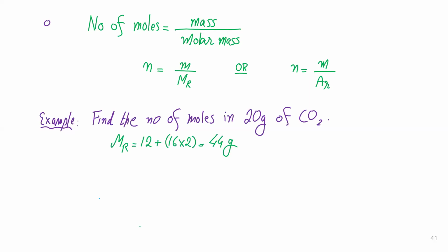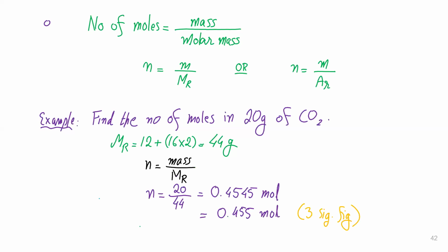So, what is the relative molecular mass of CO2? 44 gram. Then you apply the formula and put in the values. 20 divided by 44, 0.455 mole. Okay, done.